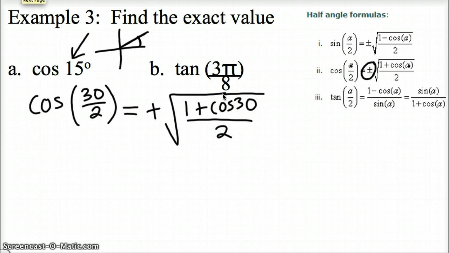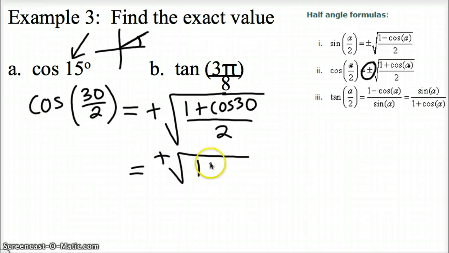Okay, because I knew 30 divided by 2 is 15, so I can use my half-angle formula for this situation. So let's see, we've got to simplify this and replace the cosine of 30 with what it's equal to. The cosine of 30 is square root of 3 over 2, and then this is all over 2 still. So that radical should go all the way down.